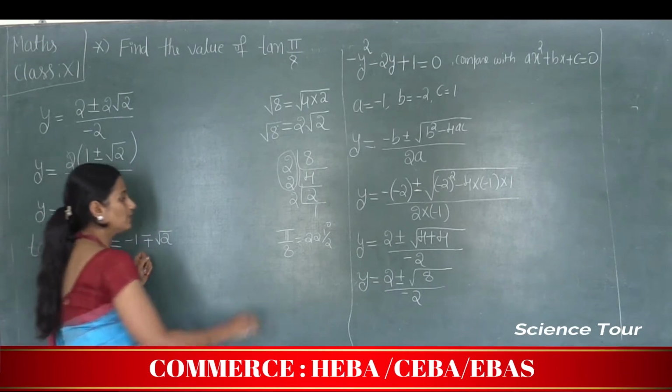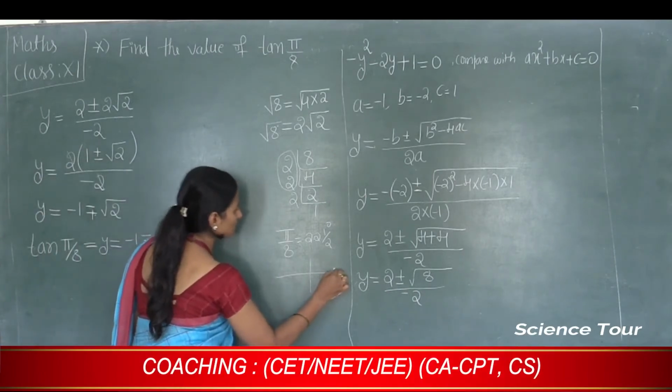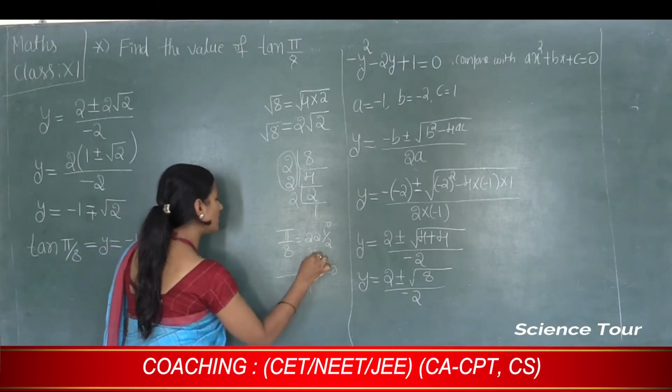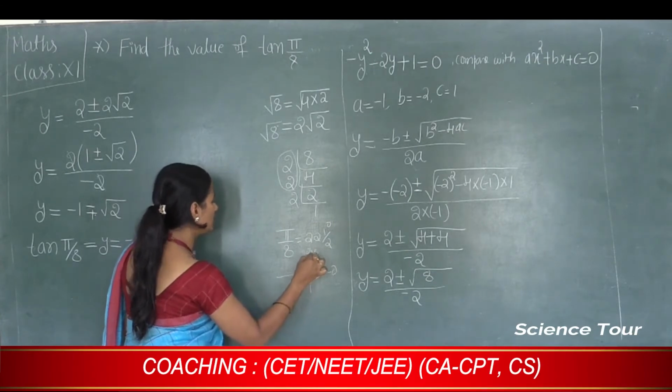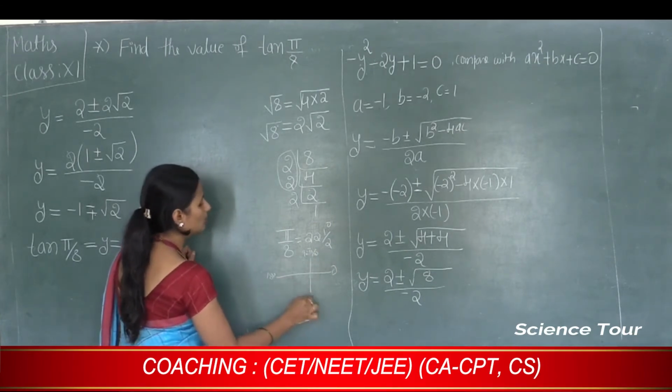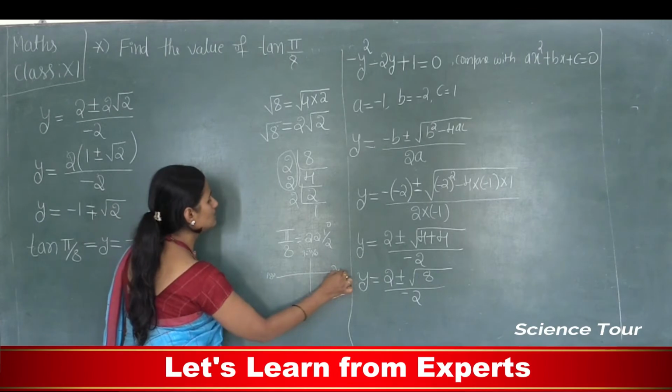Now where is that 22.5 degree? In which quadrant? It is 0. This is pi by 2 or 90 degree. This is 180 degree, 270 and it is 360 degree.